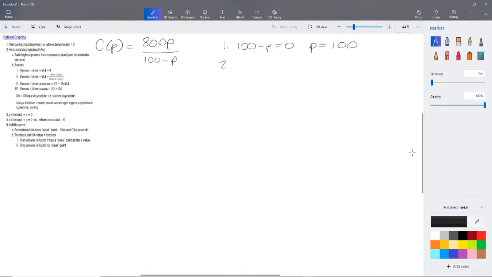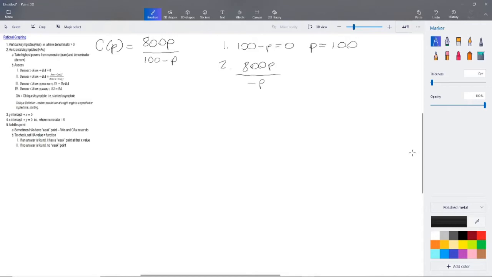Step number 2, the HA. The HA says to take the highest powered item from the numerator, which in our case is going to be 800p, and the highest powered item from the denominator, which happens to be negative p. This 100 doesn't have a power to it. You could argue it was 10 squared, but that's not what we're going for. We're going for the variable with the highest power. And then we assess, right? That's what our Roman numerals here talk about, assessing.